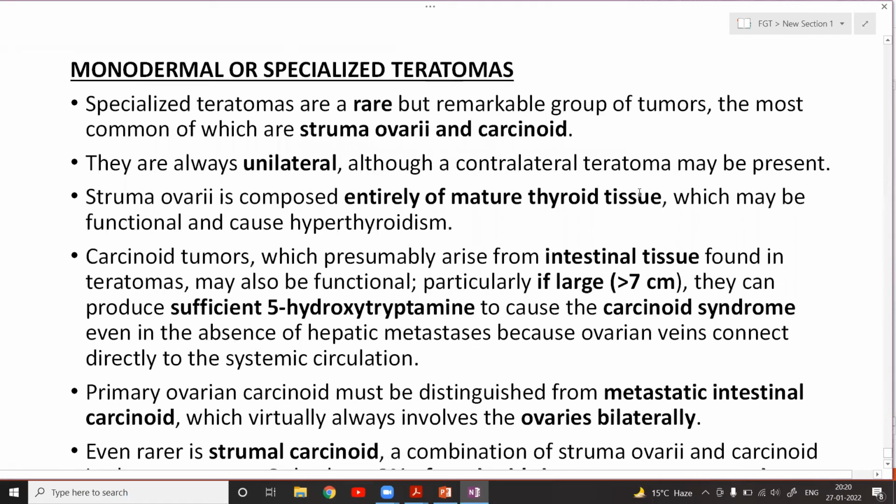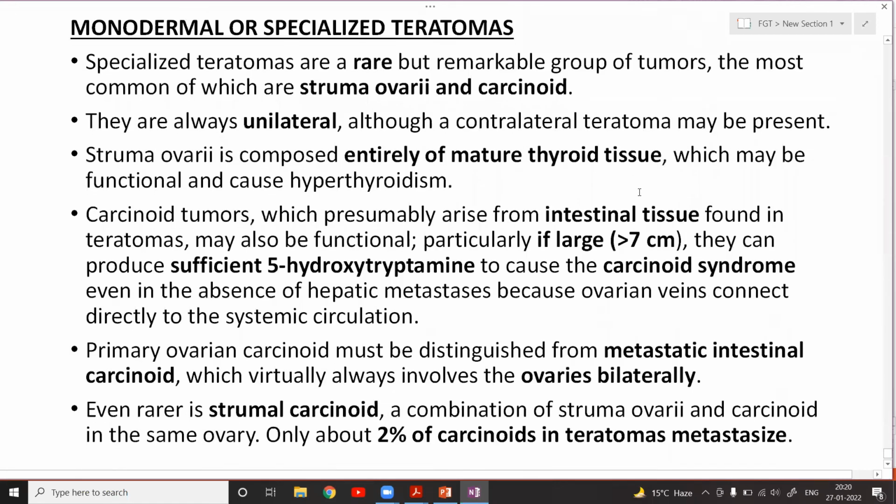Now, lastly, we are going to end by reading about the monodermal or specialized teratoma. Now remember, the specialized teratoma is rare, okay? Specialized teratomas means that in a benign teratoma, one component is present in an excessive proportion. So for example, we have something called struma ovarii and the carcinoid, okay? Struma ovarii is one which is entirely composed of mature thyroid tissue, okay? And carcinoid tumors, I hope you all understand what carcinoid tumors are. Okay, these are special tumors which are most commonly seen in the lungs, bronchus, or the intestine.